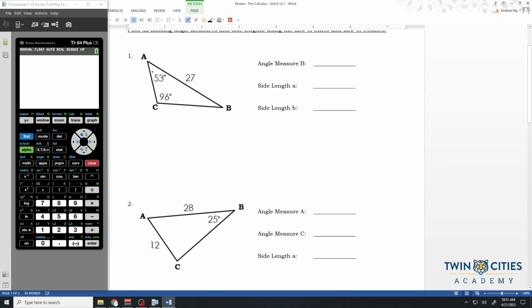For number 1, I've got a triangle ABC. And here I've got A is 53 degrees and C is 96 degrees with side length c 27. Because I know an angle and its opposite side length, this allows me to use the law of sines. So that's where I'm going to begin. Let's use the law of sines where I'm doing sine of A over little a is equal to sine of C over little c.